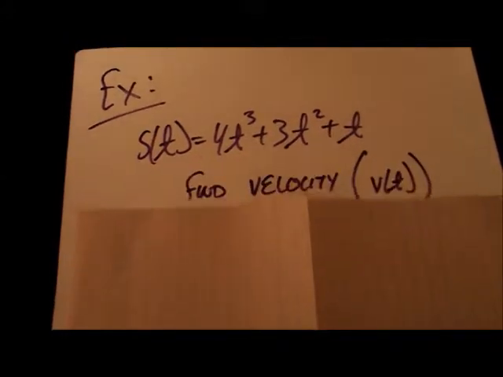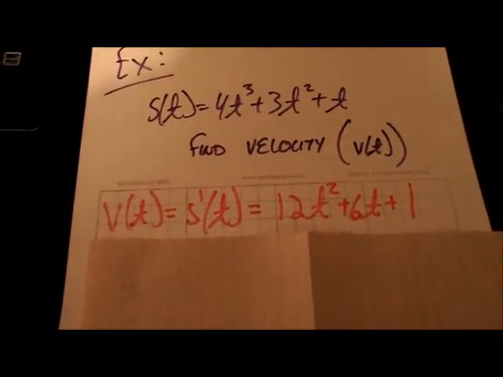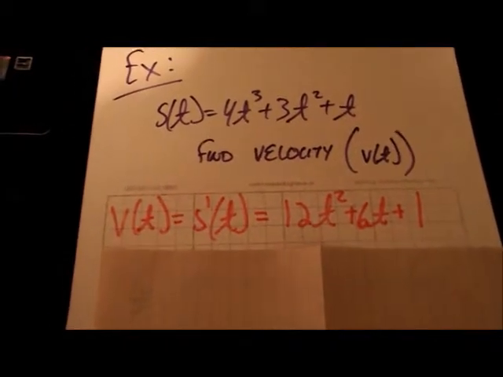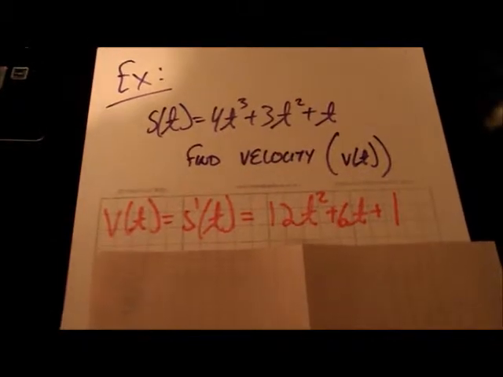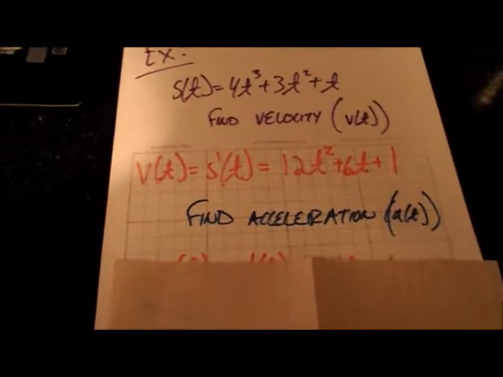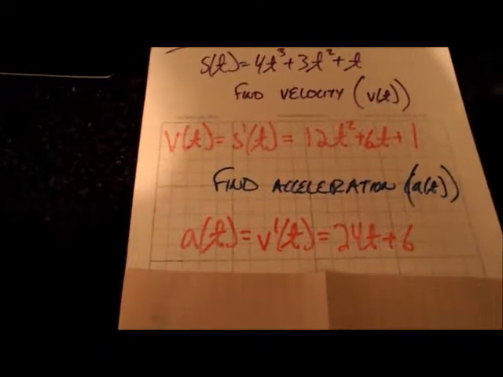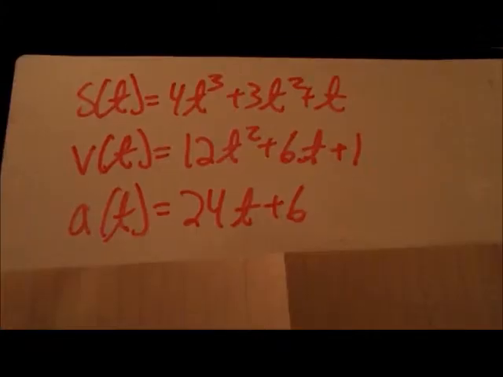For example, if we are given a function s of t is equal to 4t cubed plus 3t squared plus t, and you want to find the velocity, it is equal to the derivative of displacement, so it would equal 12t squared plus 6t plus 1. If you want to find the acceleration with this function, you would take the derivative of velocity. So your acceleration is equal to the derivative of velocity, which is equal to 24t plus 6.